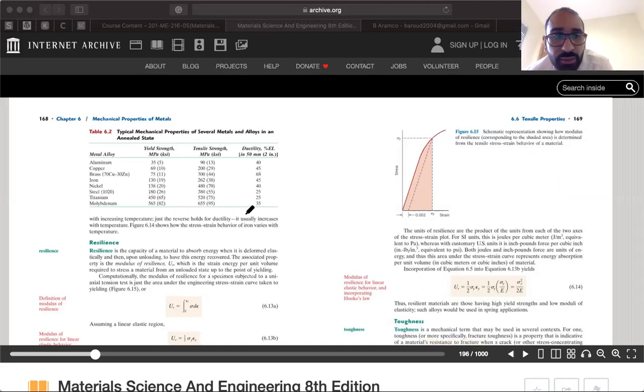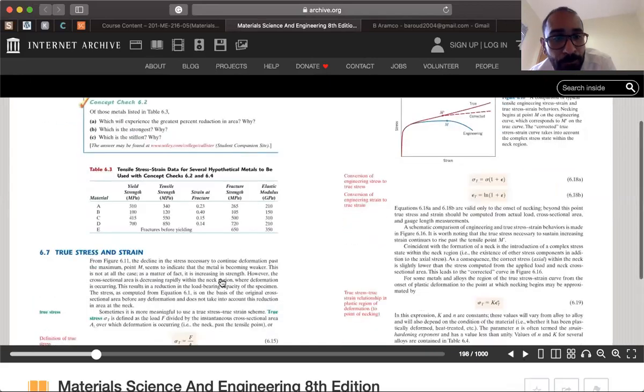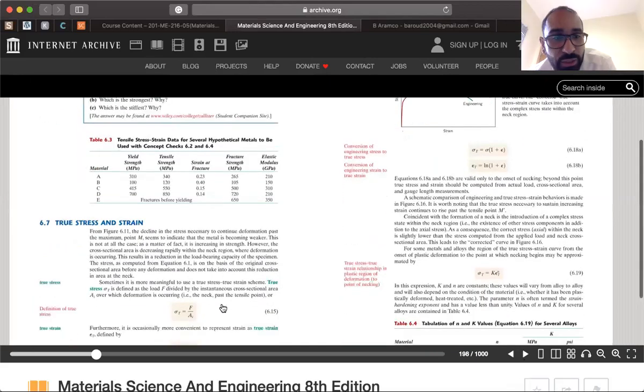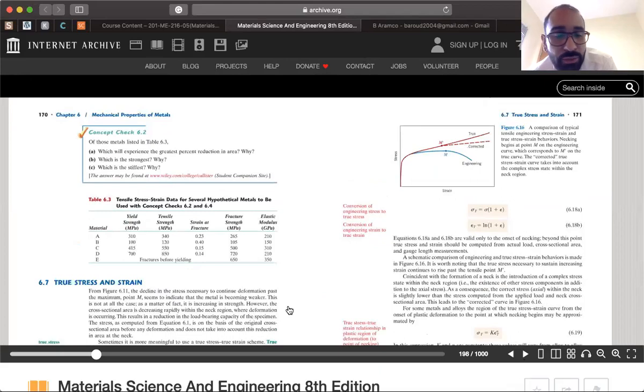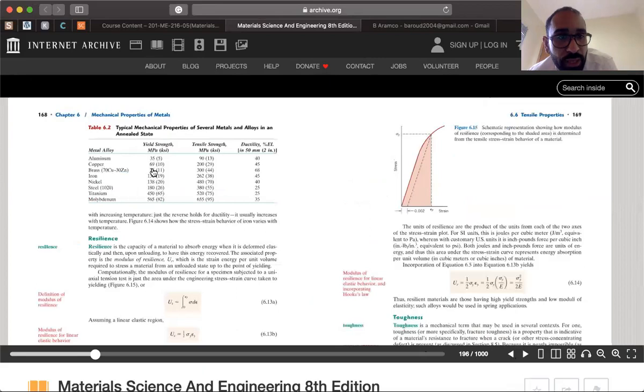Okay, great. So let's take a look at some of the values, very quick, before we end this class. You see here, this is called the yield strength. It's called tensile strength, ductility. Do you expect the value of the tensile strength to be higher than the yield, or the yield to be higher than the tensile?